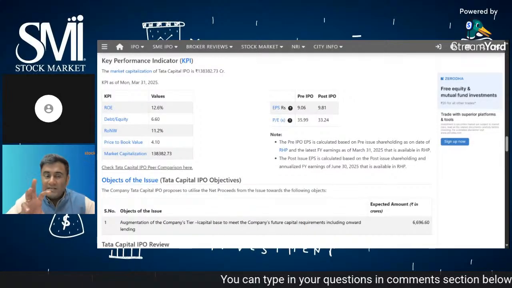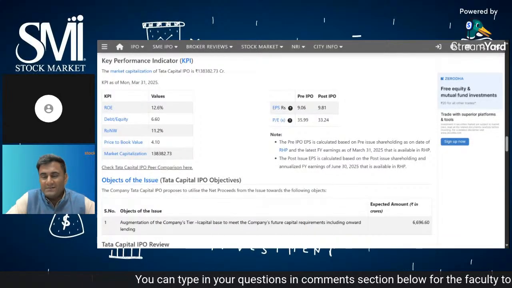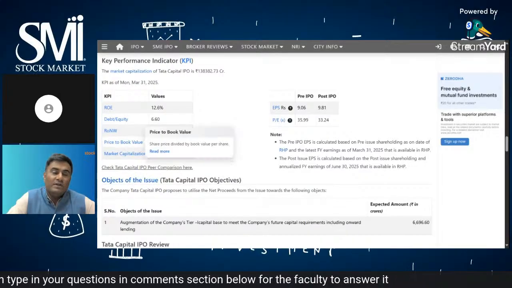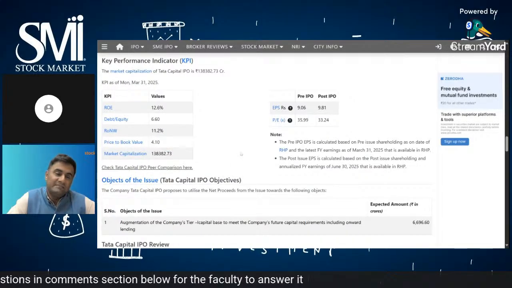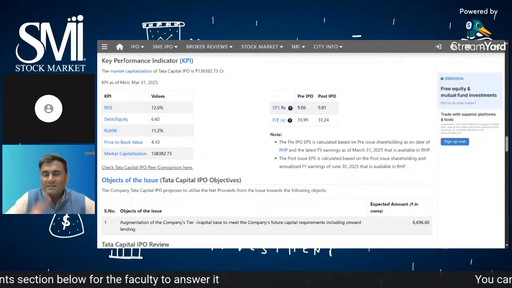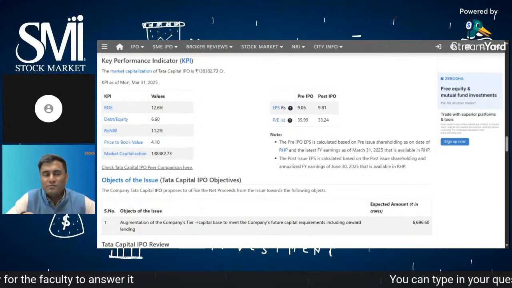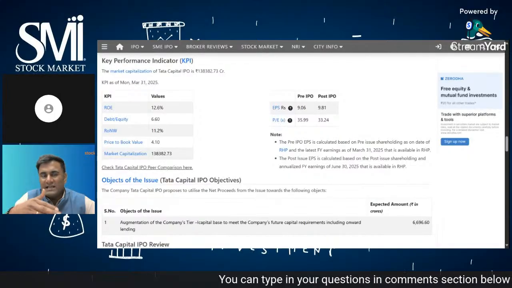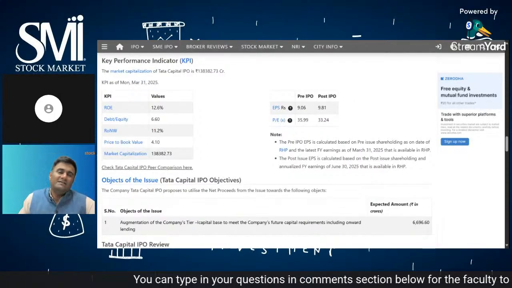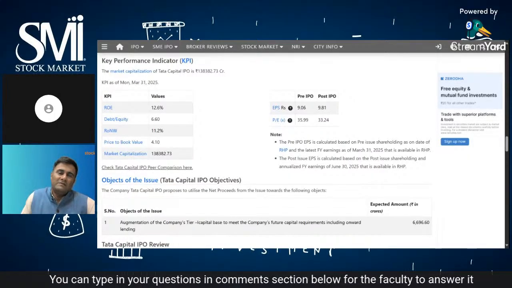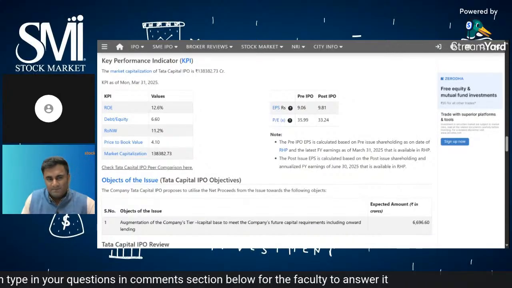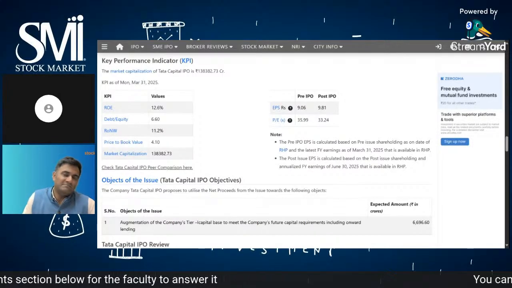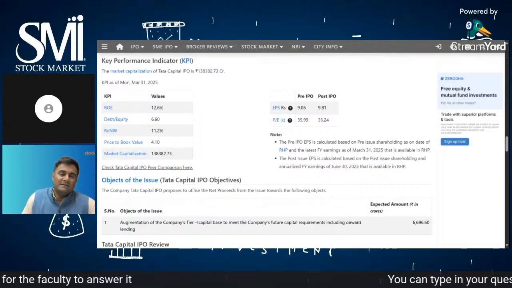We cannot generalize it, friends. You cannot say that price to book value is 4.10, so it's expensive. We cannot say that. Ideally, you want your price to book value to be between 1 and 4. If it is slightly above 4, it doesn't mean that it is expensive or overpriced. Or return on equity is 12.6. That doesn't mean that it is bad.